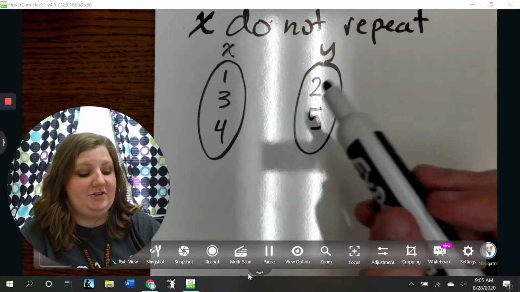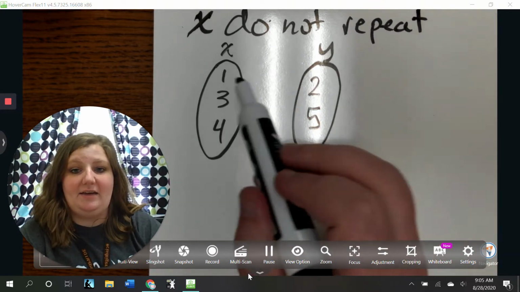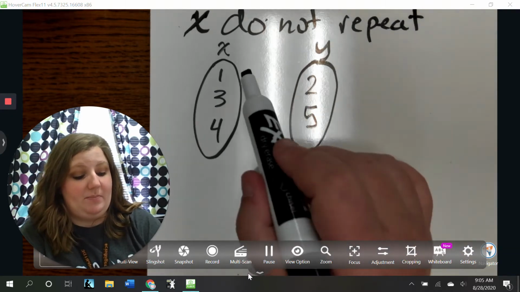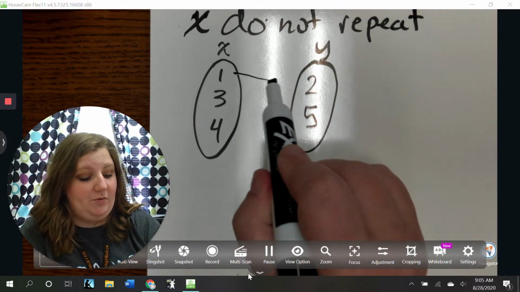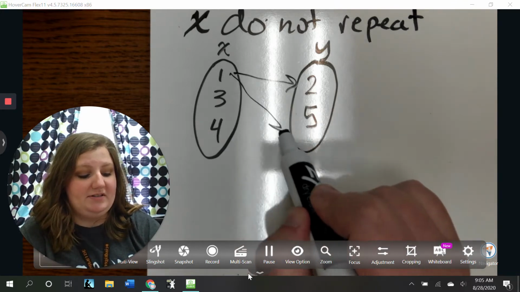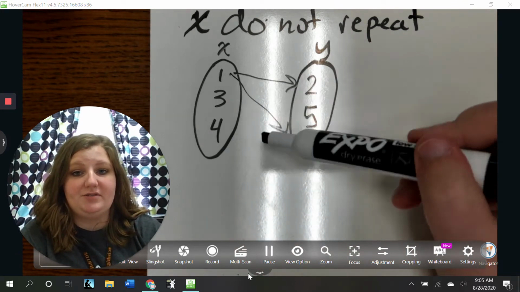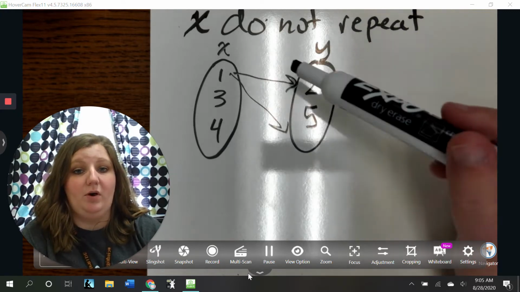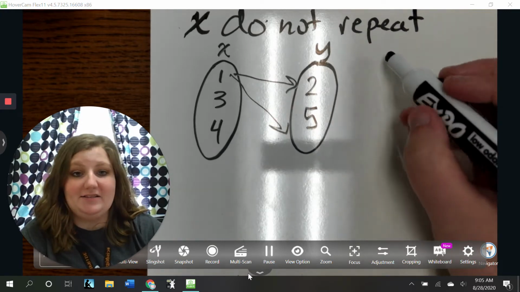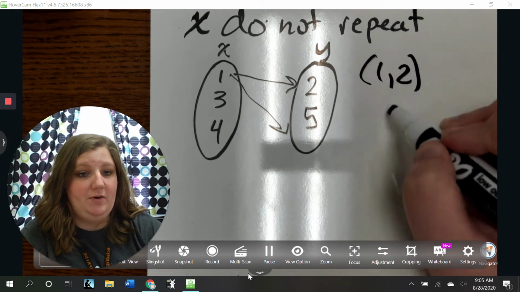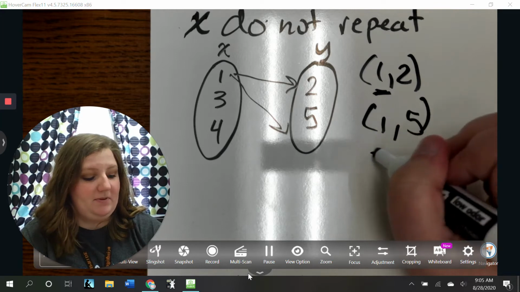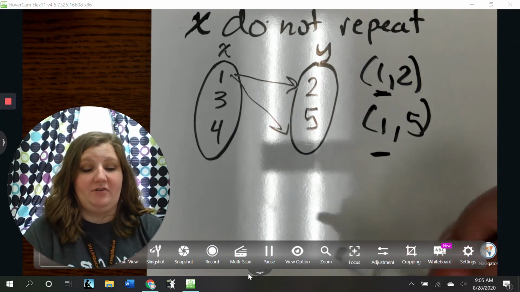For this to be a function, none of my x's can have two arrows coming off of them. It means I can't have an x being repeated. So if I had 1 to 2 and 1 to 5, because there's two arrows coming off of that 1, this would not be the map of a function because that 1 is being repeated. If we had a list of ordered pairs, that would be (1, 2) and (1, 5). Because we have this 1 that's being repeated, that makes it not a function.